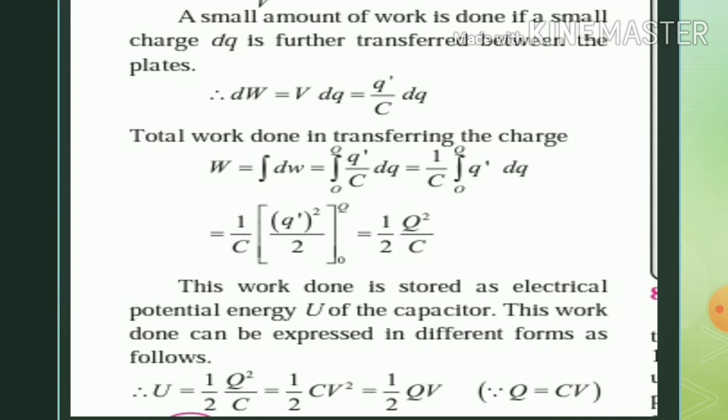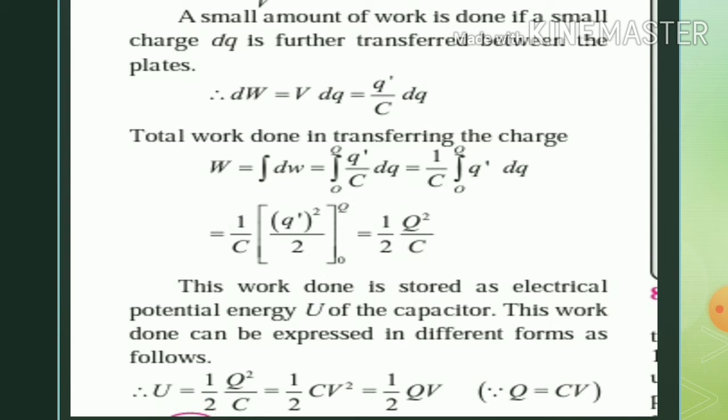Then we know the relation between electric potential V, charge Q dash and C from the above equation, that is C equal to Q dash upon V. From this equation, we can simplify V equal to Q dash upon C. This is a simplified step which should not be shown on the screen. And this value of V is Q dash upon C.